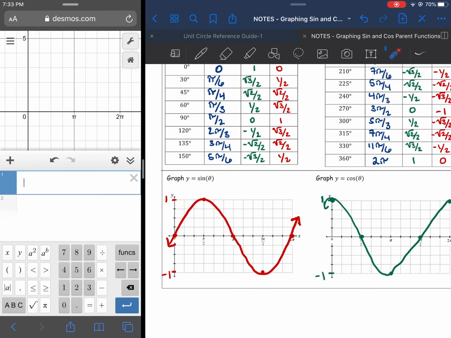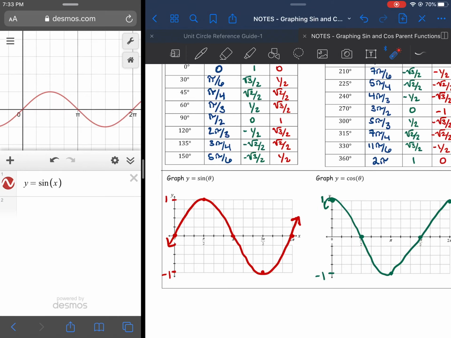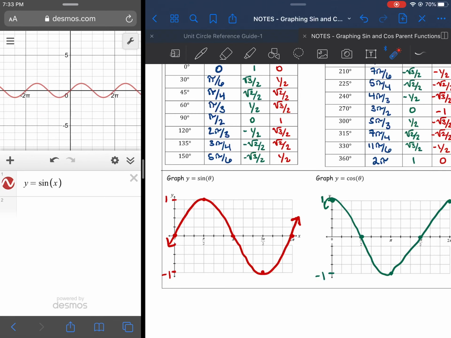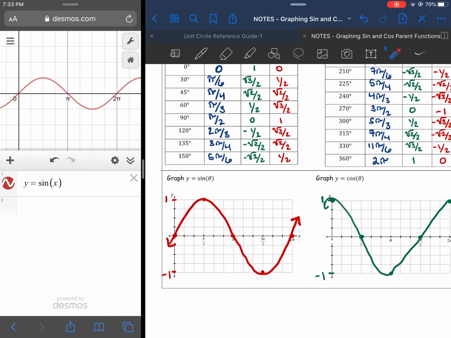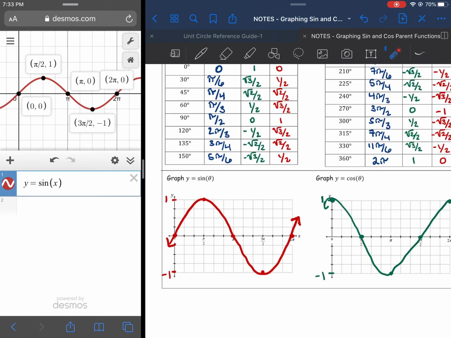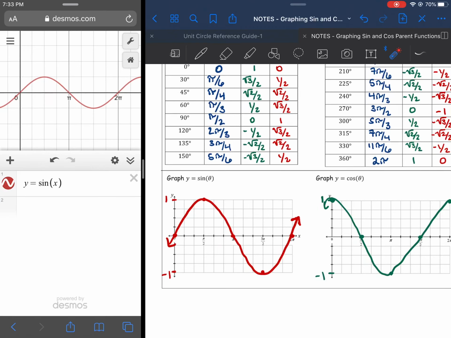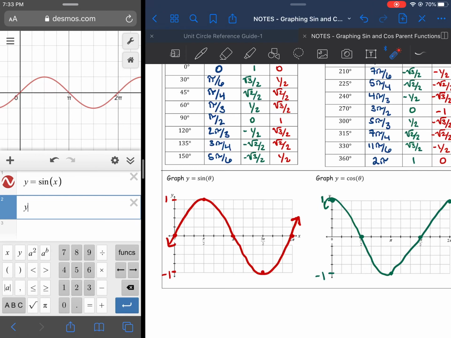Okay? Let's start by graphing y equals the sine of x. And notice the image that we're getting here is pretty much identical to the image that we sketched from our table. So notice that we have the point 0, 0, we have the point pi over 2 comma 1, we have the point pi, 0, 3 pi over 2, negative 1, and 2 pi, 0. Okay, pretty cool. Now let's try y equals cosine of x.